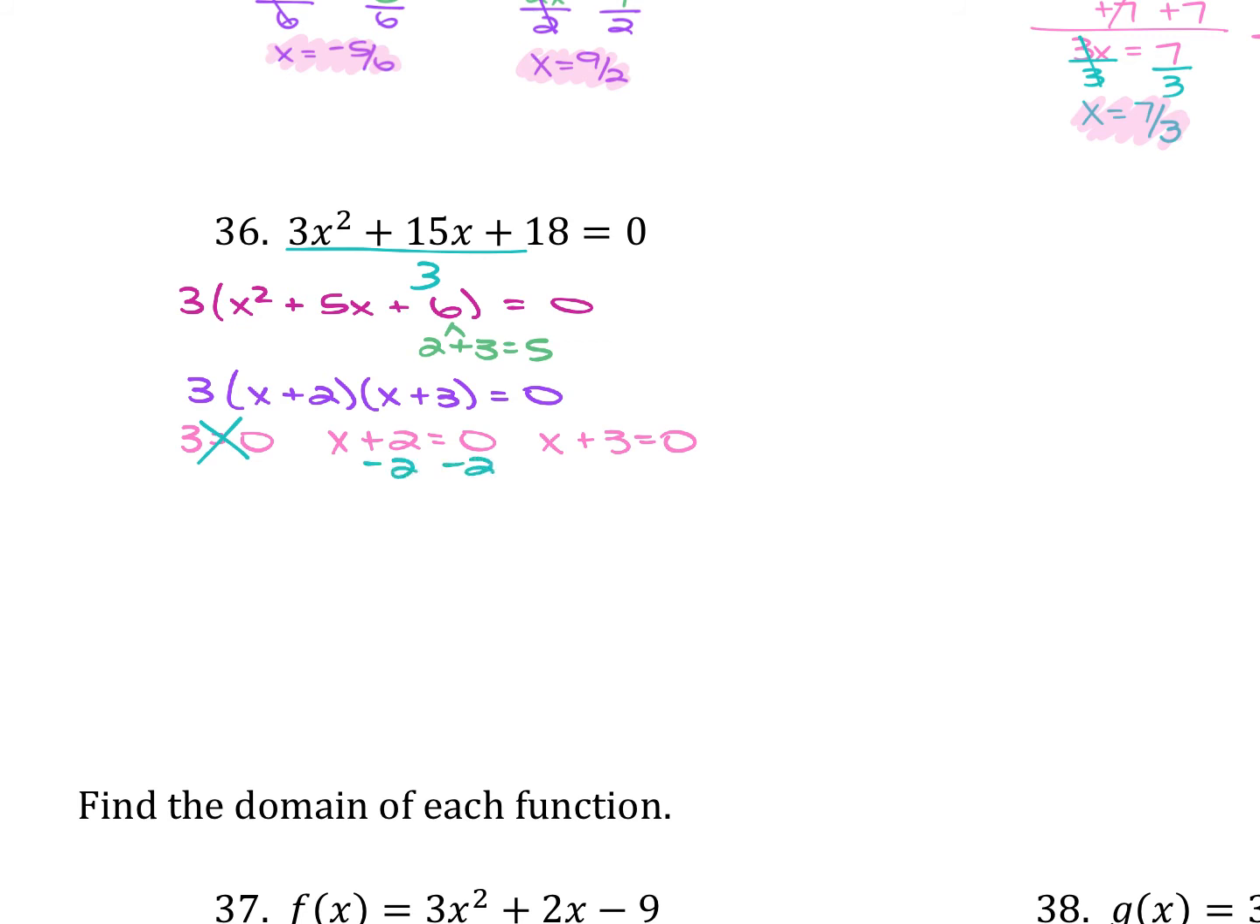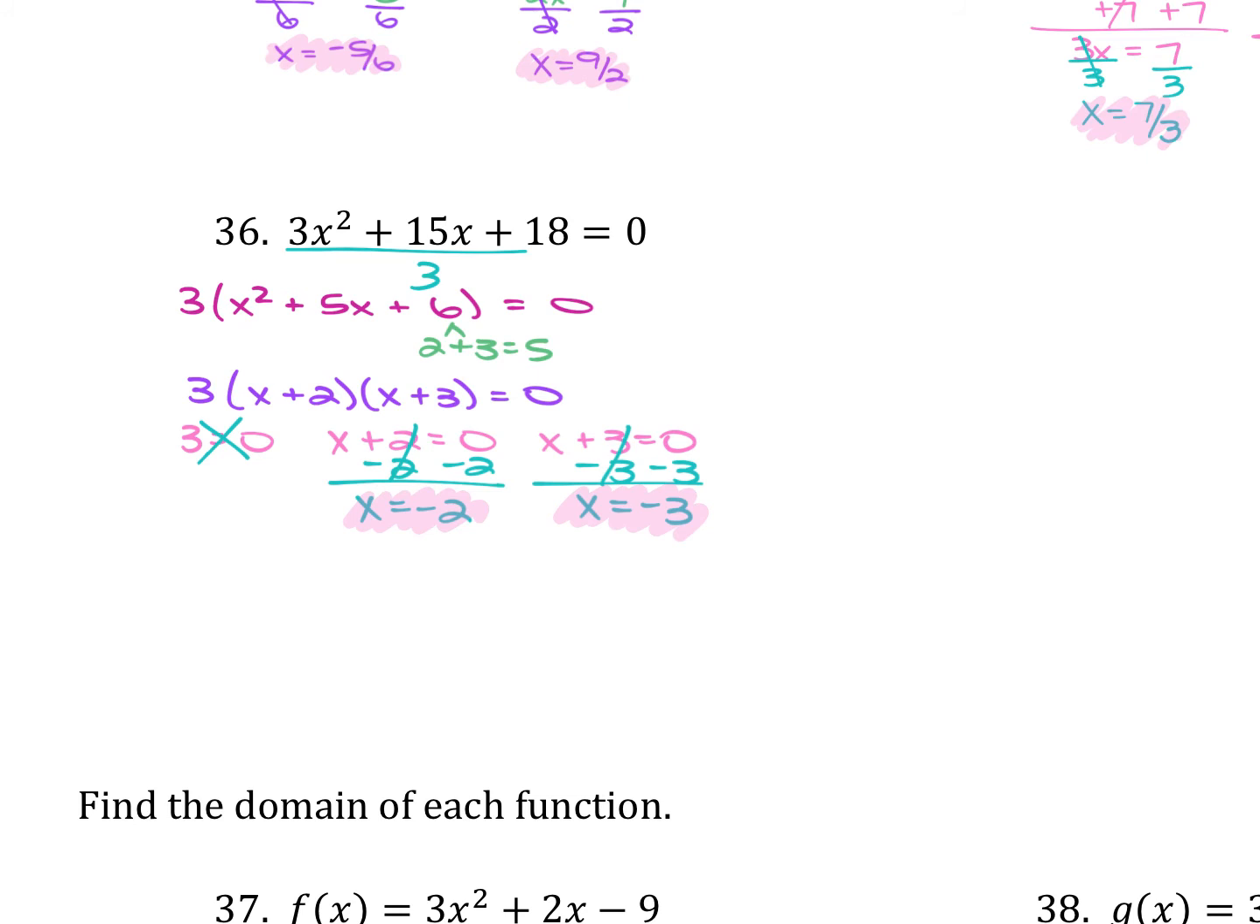The x plus 2 is equal to 0. Move your 2 over. Subtract it from each side. So x is equal to negative 2. For x plus 3 is equal to 0, subtract your 3 from both sides. You have that x is equal to negative 3. So you just have the two solutions for this one, the negative 2 and the negative 3.